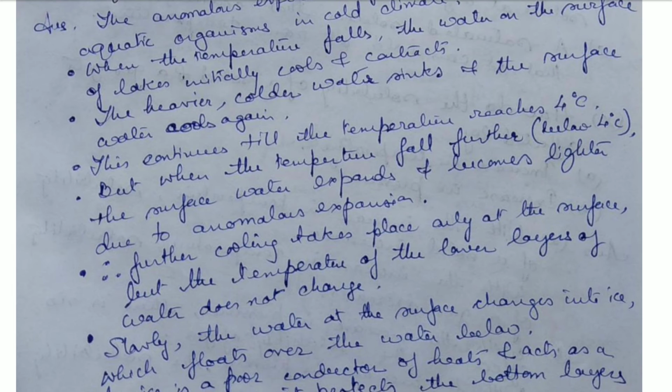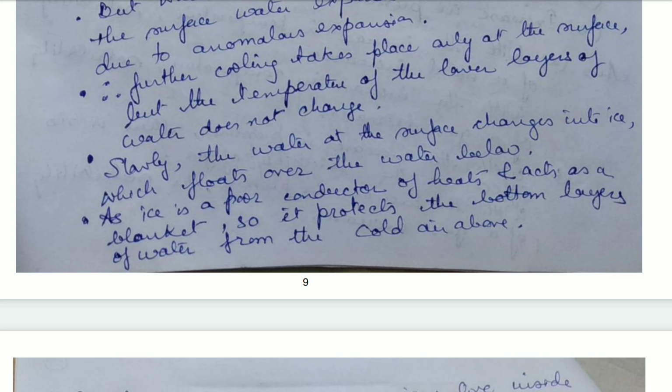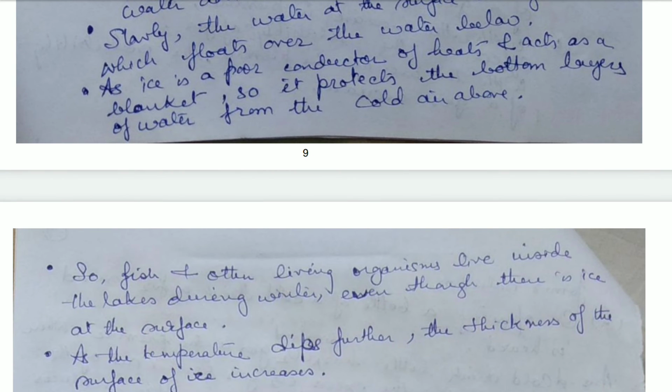On further cooling, that's 3, 2, 1, 0, what will happen? The upper surface layer will freeze, and it will expand, have a lesser density, and float on the surface of the lower layers of water. As ice is a poor conductor of heat, it will act as a blanket and protect the bottom layers of water from the cold air. So fish and other living organisms can stay there and live during winter even though there is ice at the surface.